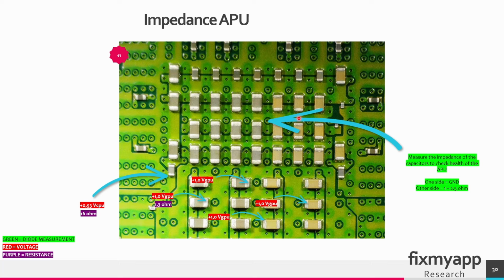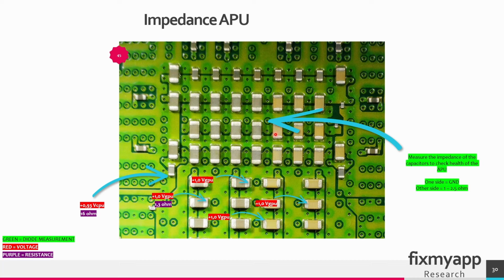So when you measure the impedance of these capacitors, these are really low, so they should be around the 1 or the 2.5 ohms. So the other end will be connected to ground and the other end will be a low resistance. On this capacitor you can measure the CPU voltage of 0.93 volts. And on this capacitor you can measure the GPU voltage of 1 volt.